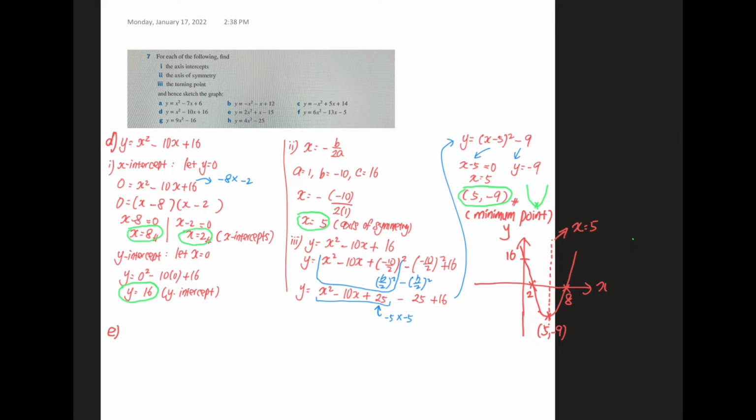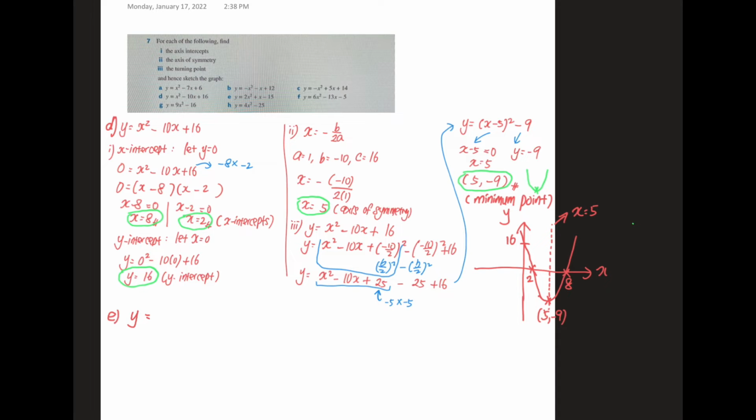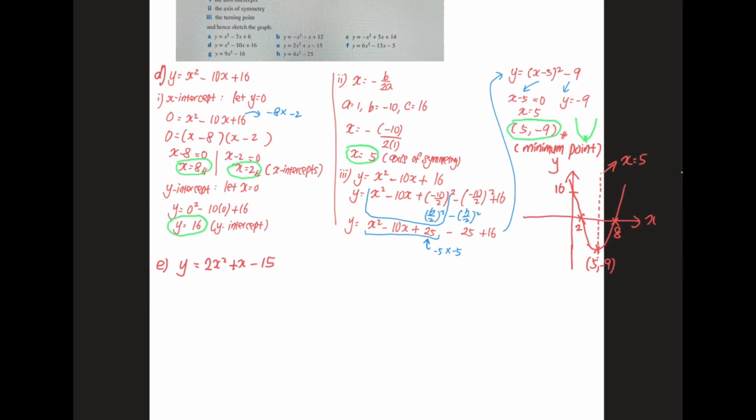Okay, E. So we have y equal to 2x squared plus x minus 15. Again we have to find the x-intercept. So we have to let y equal to 0. You see I'm using the same method as just now. Let y equal to 0. So 0 equals 2x squared plus x minus 15. Then we factorize.